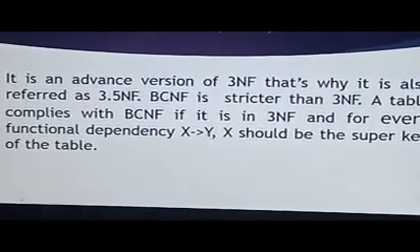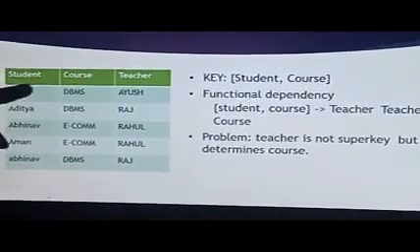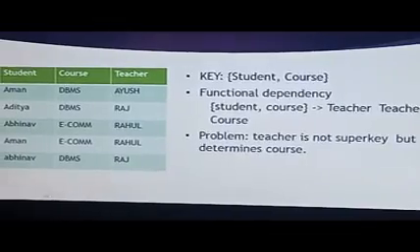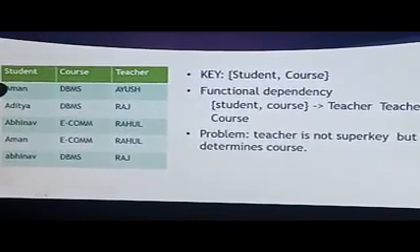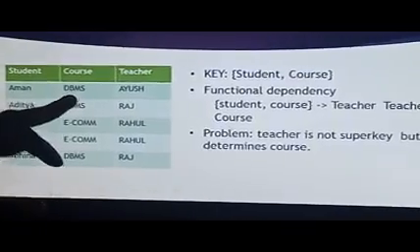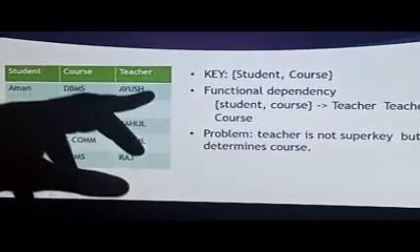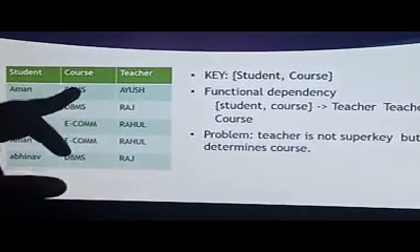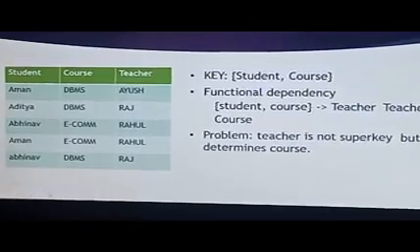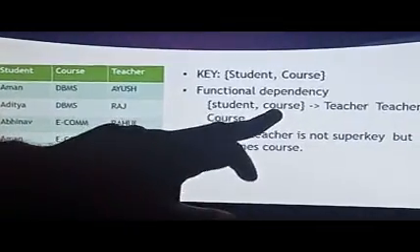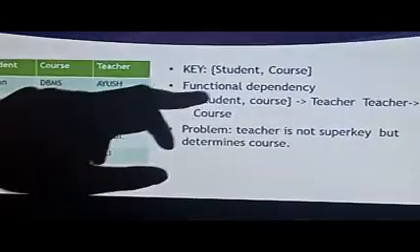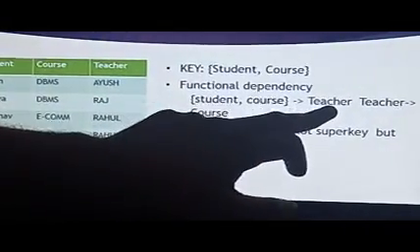Let me see the example: student, course and teacher. Here the key is the student. This student goes to this course, and who is going to teach? The teacher depends on the course, the DBMS. Teacher depends on the course. That is the dependency given here. Student comma course, these are the super keys, and the teacher belongs to that.